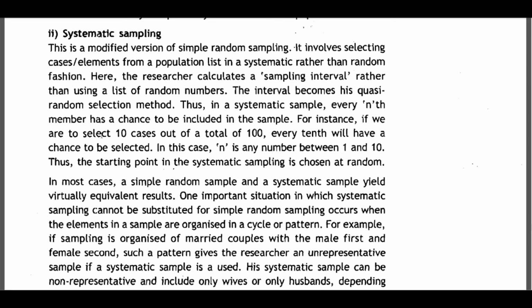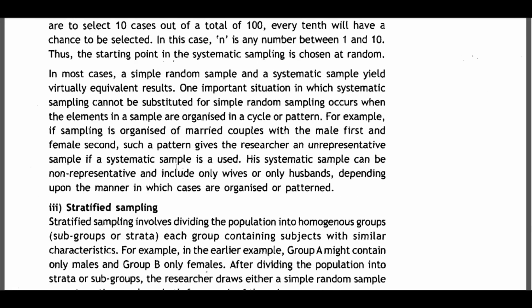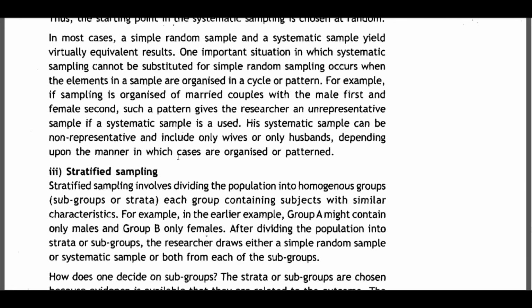For instance, if you are to select 10 cases out of a total of 100, every 10th will have a chance to be selected. In this case, n is any number between 1 and 10. Thus, the starting point in the systematic sample is chosen at random. In most cases, a simple random sample and a systematic sample yield virtually equivalent results.